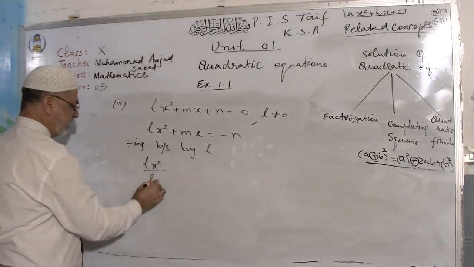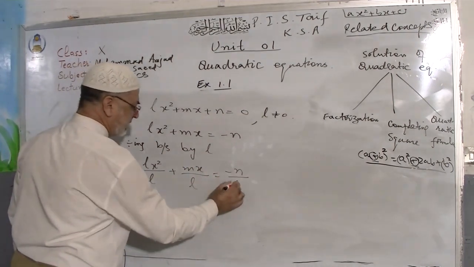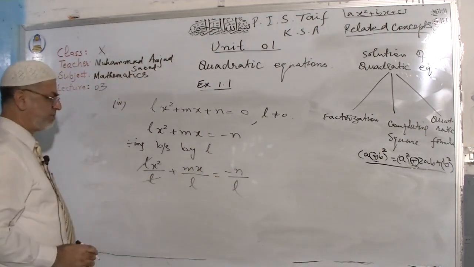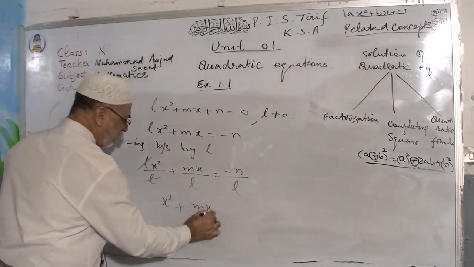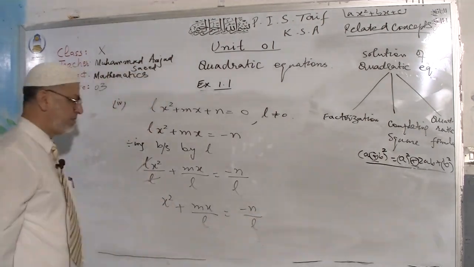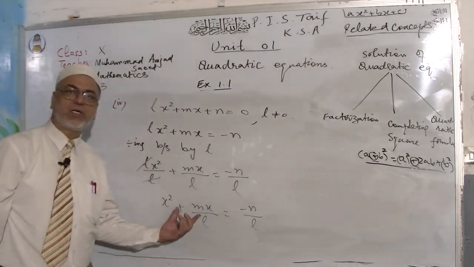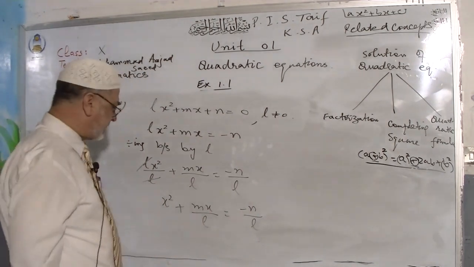Lx square over L, mx over L, minus n over L. They are cancelled out. After that, x square plus mx over L is equal to minus n over L. Dear students, you have to complete the square of your left hand side. How would you complete the square of the left hand side?